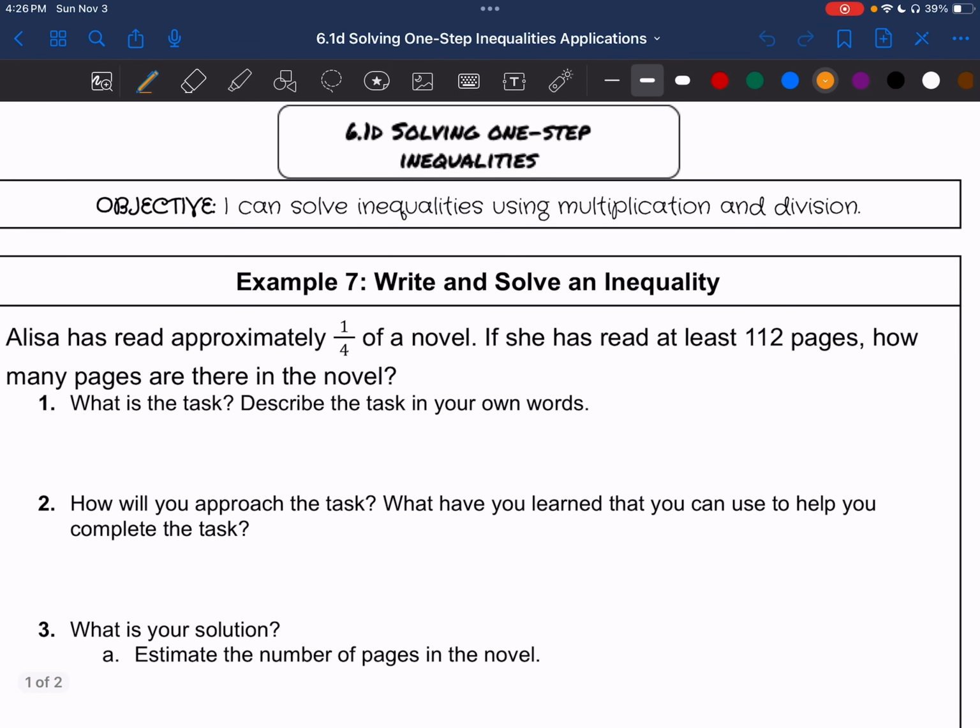Hello, and welcome to Module 6.1D, Solving One-Step Inequalities. Our objective today is that I can solve inequalities using multiplication or division.